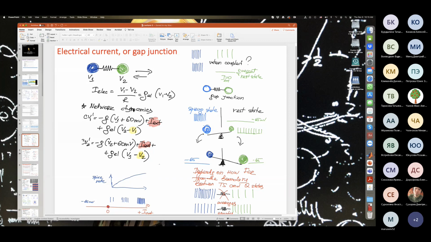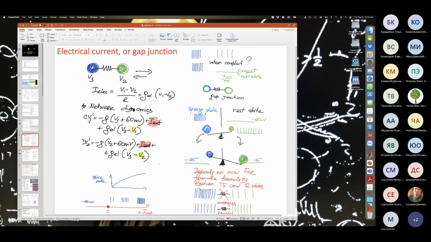Which means there's a current that is proportional to the difference in the voltages between cell number 1 and cell number 2. So that's how the current is going to look. It's V1 minus V2, provided that this current flows from cell number 1 into cell number 2. And G electric is the maximal conductance. And vice versa, so there's always interaction between the cells.